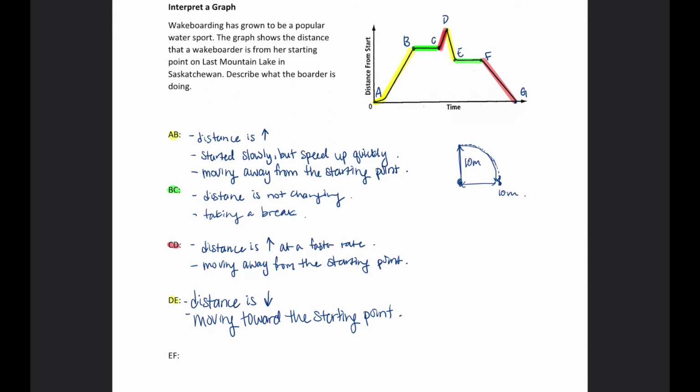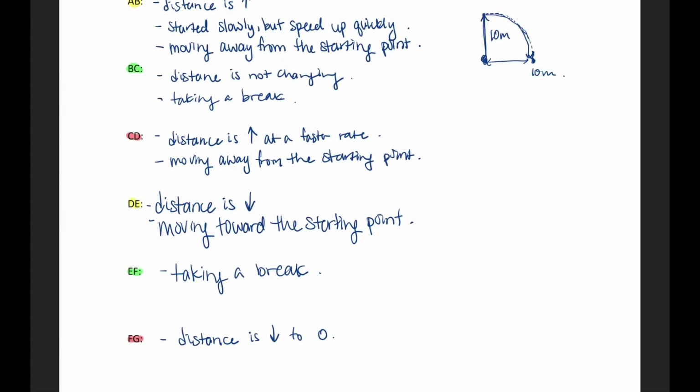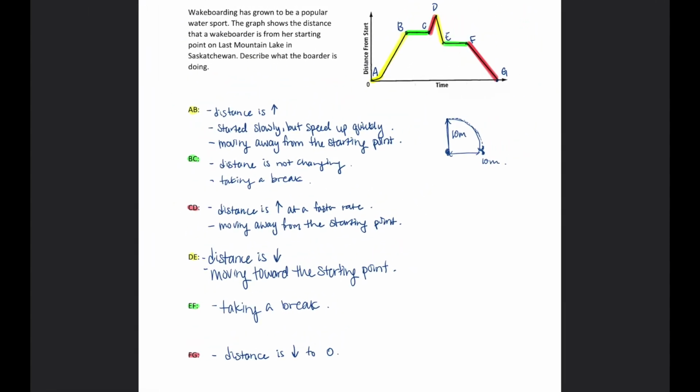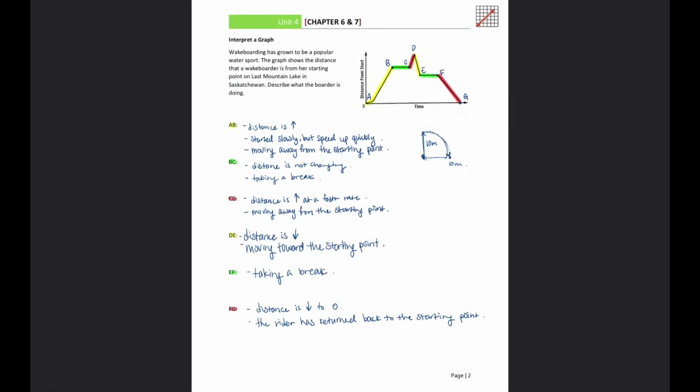And let's take a look at E to F. E to F, again, that looks like the distance is not changing. So we can assume that she's taking a break. And lastly, F to G is the last bit here. So it looks like the distance is decreasing to 0, which means the rider has returned back to the starting point. So that's it for 6.1.